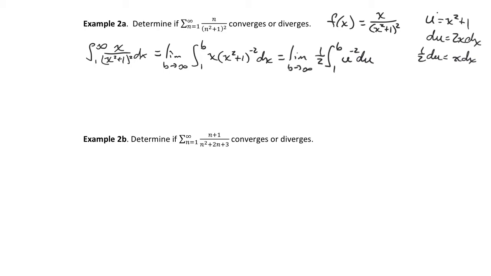Find the antiderivative. We get the limit as b goes to infinity of 1/2 u to the negative 1 from, we've got to be careful, this is from x equals 1 to x equals b. We've got to resubstitute. I'm going to bring the 1/2 out front, and substitute things in. So u is x squared plus 1. It's u to the negative 1. So we're going to do 1 over x squared plus 1 from 1 to b.